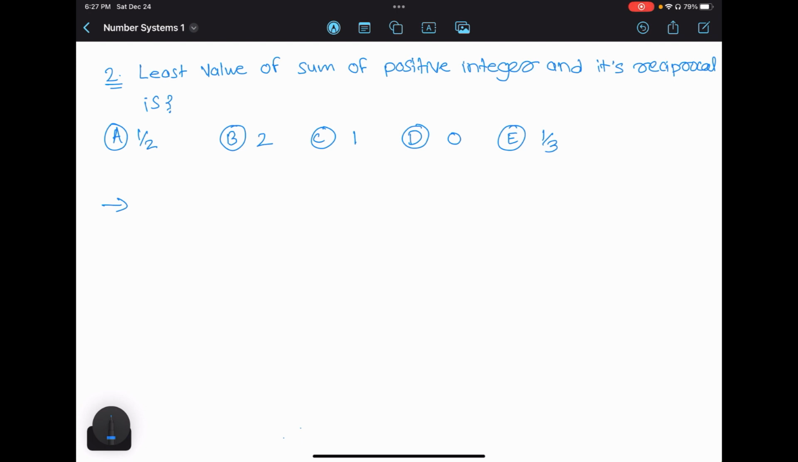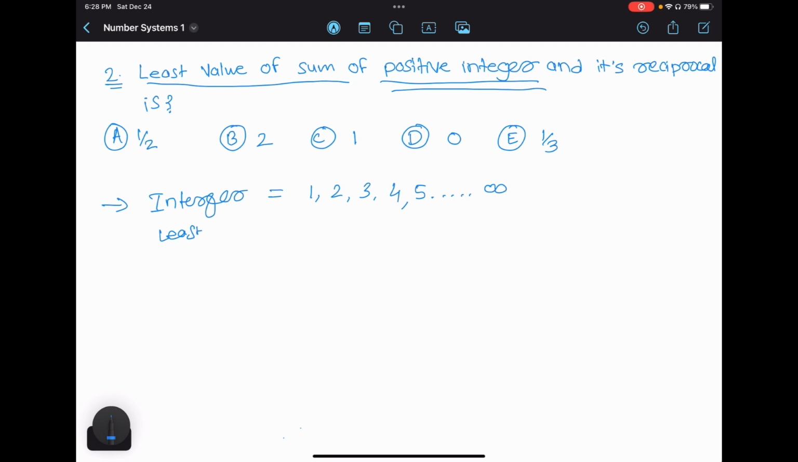So, what should be our approach? First, they're asking about positive integers. We already know integers can be positive and can be negative. But when we are talking about positive integers, it should be 1, 2, 3, 4, 5, and it goes till infinity. Then they're asking for the least value of the sum of a specific positive integer and its reciprocal.